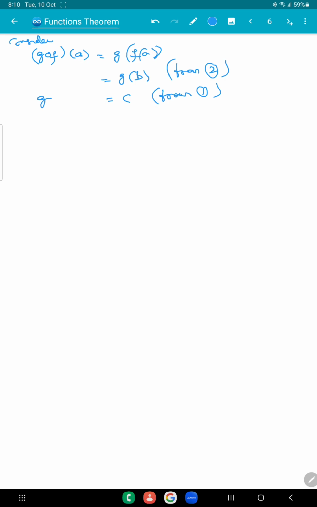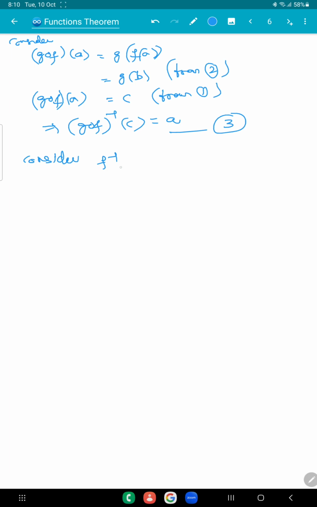So since (G∘F)(a) is equal to c, it implies that (G∘F) inverse of c is equal to a. So the image of c with respect to (G∘F) inverse is a. Let it be 3.